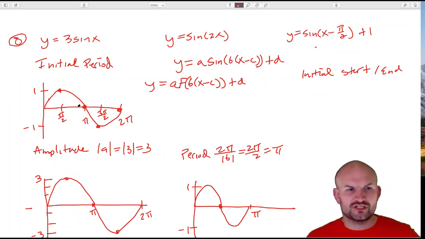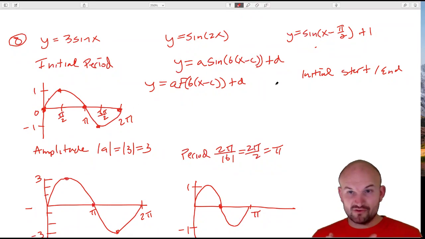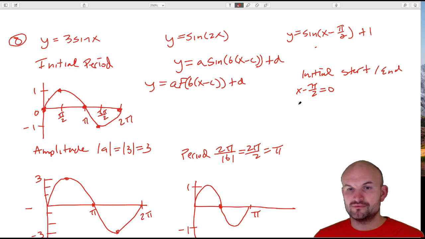So if you look at the initial period, you can see that it starts at 0 and it ends at 2 pi, right? And that's already there. So all we're going to do is take whatever's inside of our function, in this case x minus pi halves, and set that equal to 0. So you see the graph starts at pi halves, and then we take the end, which is 2 pi, so x minus pi halves equals 2 pi.